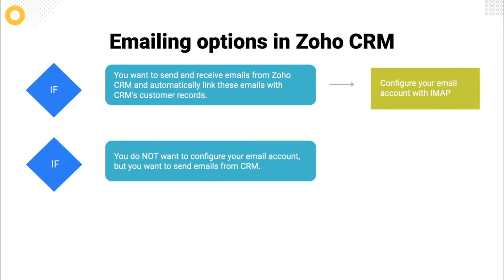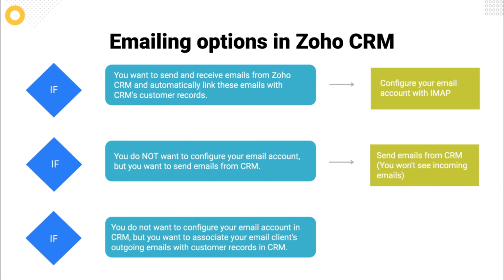If you do not want to configure your email account, but you want to send emails from CRM, you can continue to send emails from CRM, but you'll not be able to read incoming emails in your CRM account. If you do not want to configure your email account in CRM, but you want to associate your email client's outgoing emails with customer records in CRM, you can use BCC Dropbox. However, you won't be able to see incoming emails.